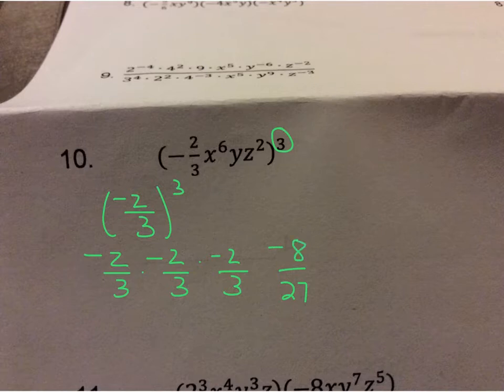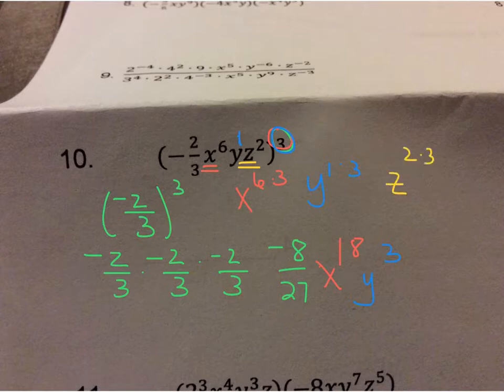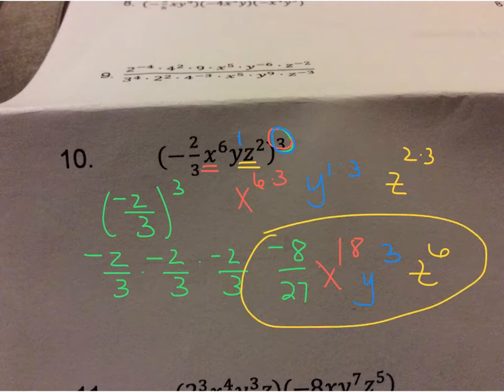Okay, now let's look at the x's. I have x to the 6th raised to the third. And then last but not least, if I look at my z to the second to the third, I do 2 times 3, so that's z to the 6th. So my final answer is right here, negative 8/27, x to the 18th, y to the third, z to the 6th.